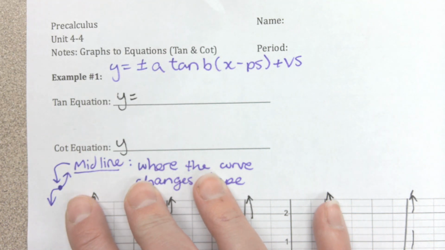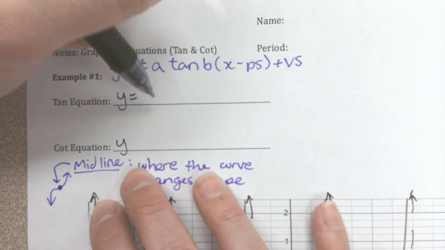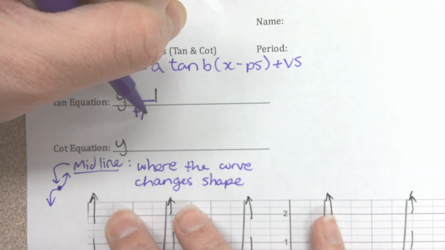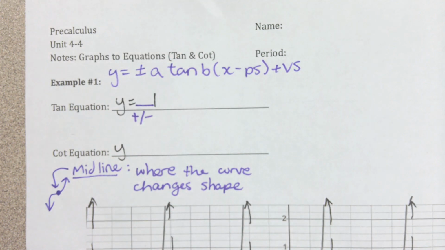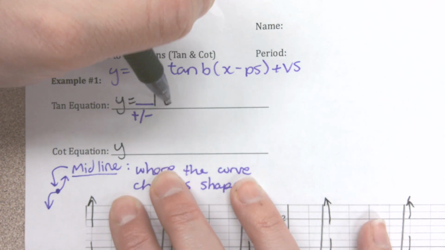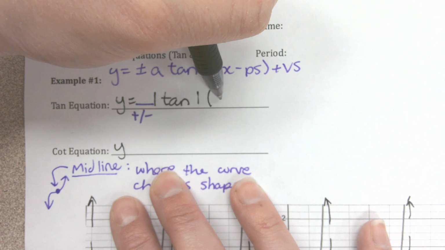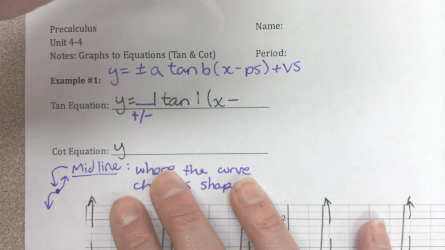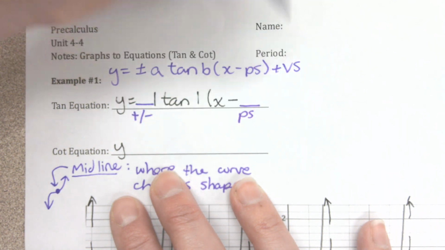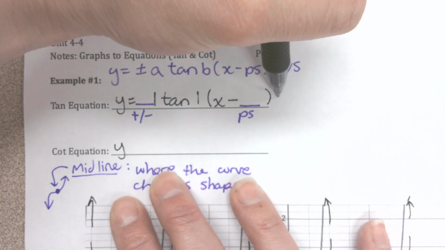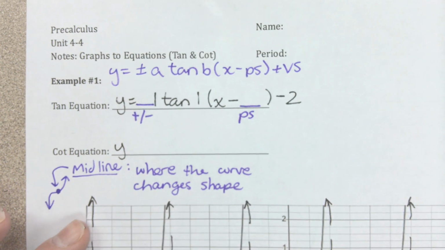Y equals, we'll start with the tangent equation. A is 1, we found that. Leave space because we need to determine if it's positive or negative 1. Tangent of B, which is also 1 here, times x minus our phase shift. That will be determined when we find a starting point. And then our vertical shift is -2 at the end.